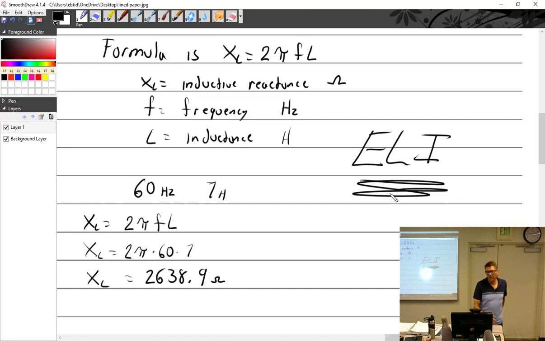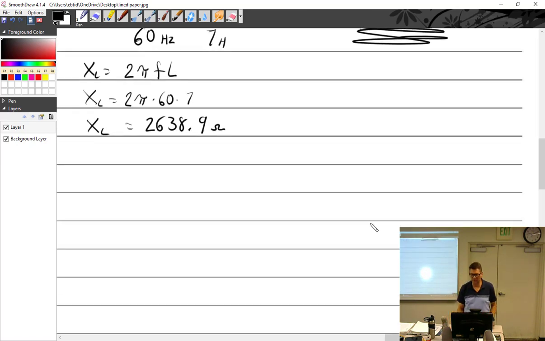So the more X of L I have, the more inductive reactance I have, what is going to happen to the circuit? Out of phase. It's going to get more out of phase. What's going to happen? The voltage is going to beat the current. The voltage is going to be way over here, and the current is going to be way over there. So if I can draw it nicely, it would look like, if here's voltage.